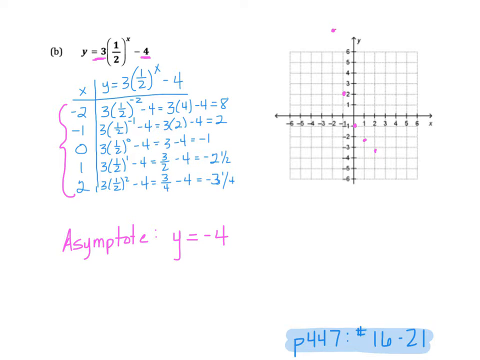So let's see if I can draw this graph in here. See, I have the same difficulties you guys have when you're trying to graph and explain everything. So there we go, down to the line y equals -4, which is the horizontal line at -4.